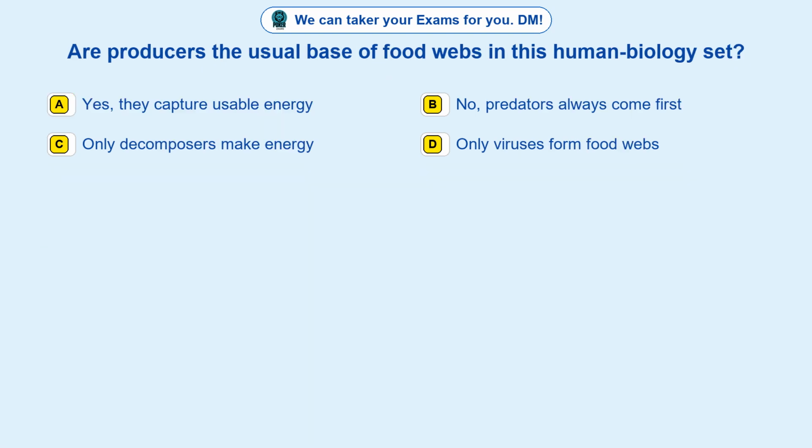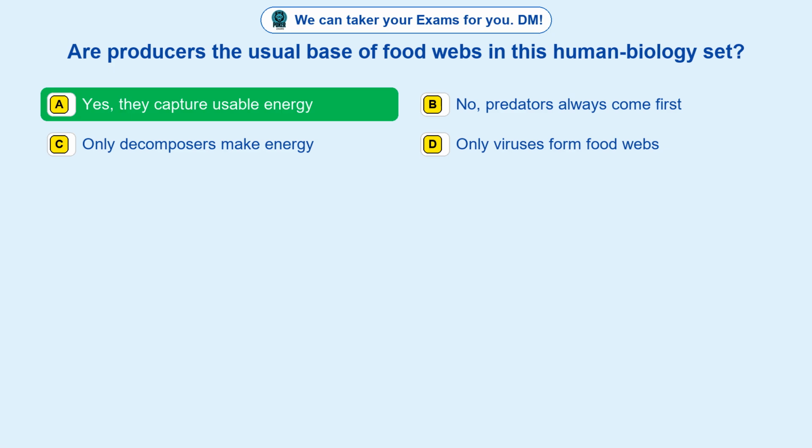Question 17. Are producers the usual base of food webs in this human biology set? Option A. Yes, they capture usable energy. Option B. No, predators always come first. Option C. Only decomposers make energy. Option D. Only viruses form food webs.